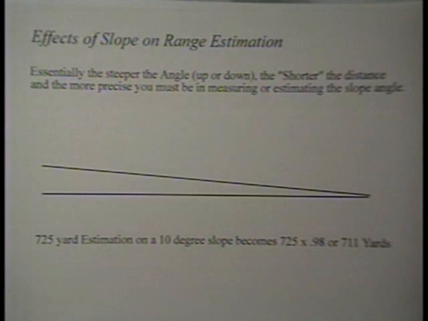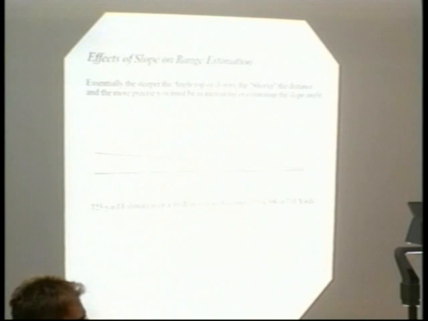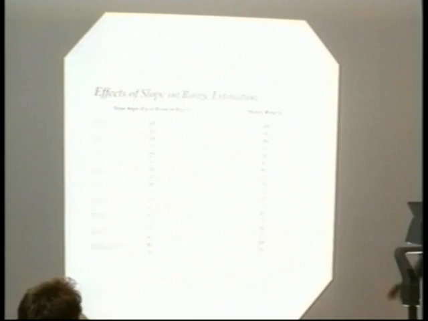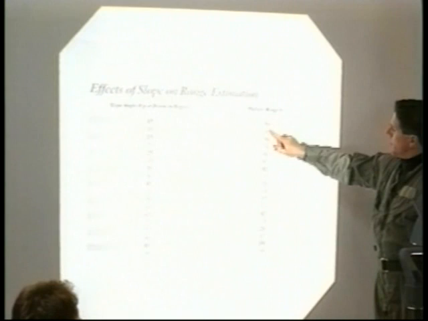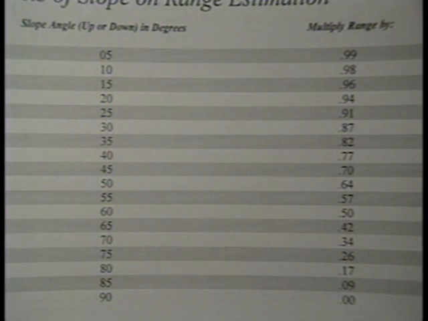And the more precise you must be measuring or estimating the slope of the angle. In other words, if I'm looking at 45 degrees or 50 or 60, I really have to spend some time verifying the angle of that slope because it's going to have greater impact on my range estimation. All right? And I'm going to quickly, this is in your notes. There's a little scale here, and you can essentially see the greater the angle, the factor changes. It becomes a smaller and smaller number. It has greater and greater impact on what's happening in terms of your range estimation.